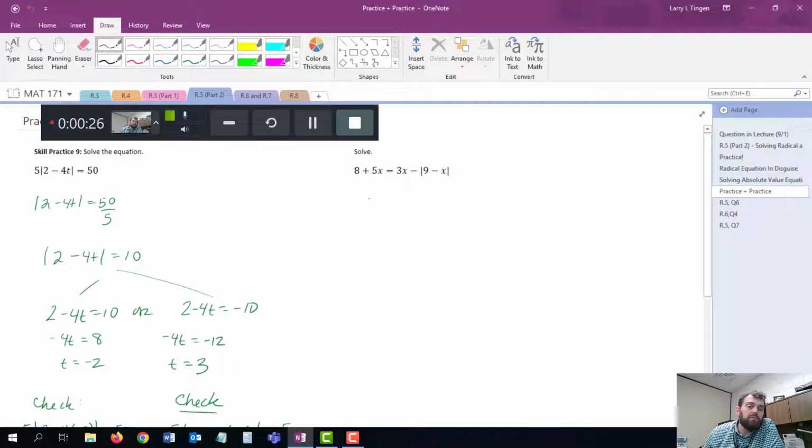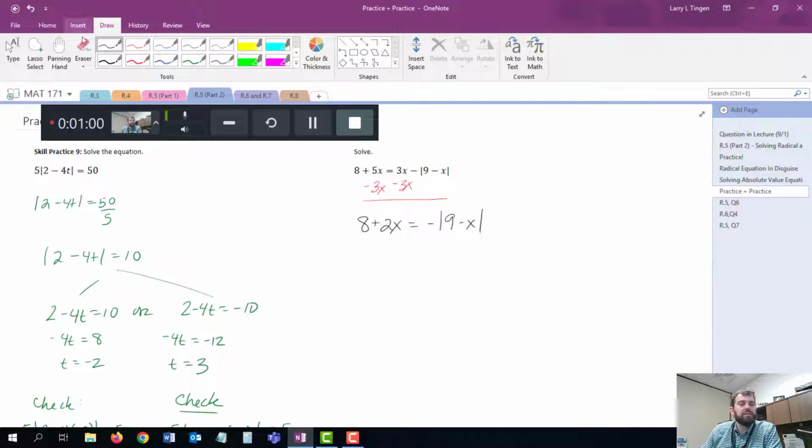And the goal of these is I need to get the x out. Right? I need to get it out of the absolute value. So the only way to do that is to isolate the absolute value. So I'm going to do that by subtracting 3x from both sides, which is going to leave us 8 plus 5x minus 3x is 2x is equal to negative absolute value 9 minus x. Absolute value is not by itself still, not quite.